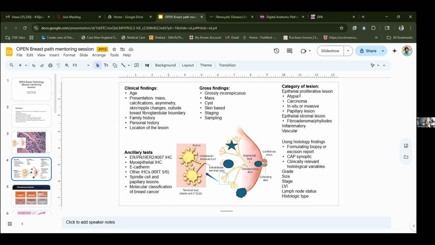For the sake of time, I'm going to skip through the rest of these, but all of this is covered under the module. When you're looking at a slide, you have to decide what kind of a lesion it is. Is it epithelial? Is it epithelial stromal? Is it inflammatory? Is it vascular? List of ancillary tests, we go through this. And the ultimate goal is that you're able to combine the histology findings to make a diagnosis and give that diagnosis to your surgeon or radiation oncologist, who can take the findings and decide on the treatment.